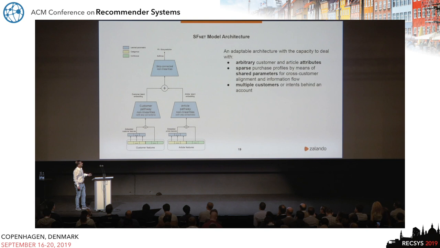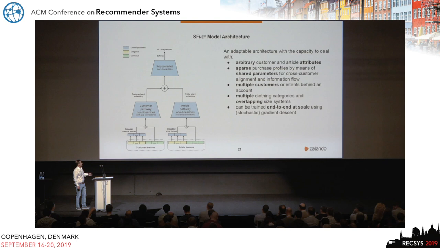So again, we can model multiple customer intents, because if a customer ID has multiple people behind it, for instance a male person and a female person, then based on the categories of the articles that they buy, which tell the gender, that can help us disambiguate this. So it's not that we can completely disambiguate multiple users, but to some extent we can. Multiple clothing categories, again, clothing category is one of the features of the article, shoes, et cetera, and we can deal with multiple clothing categories. And then, as I said, we can train end-to-end on the data we have as much as we want to.